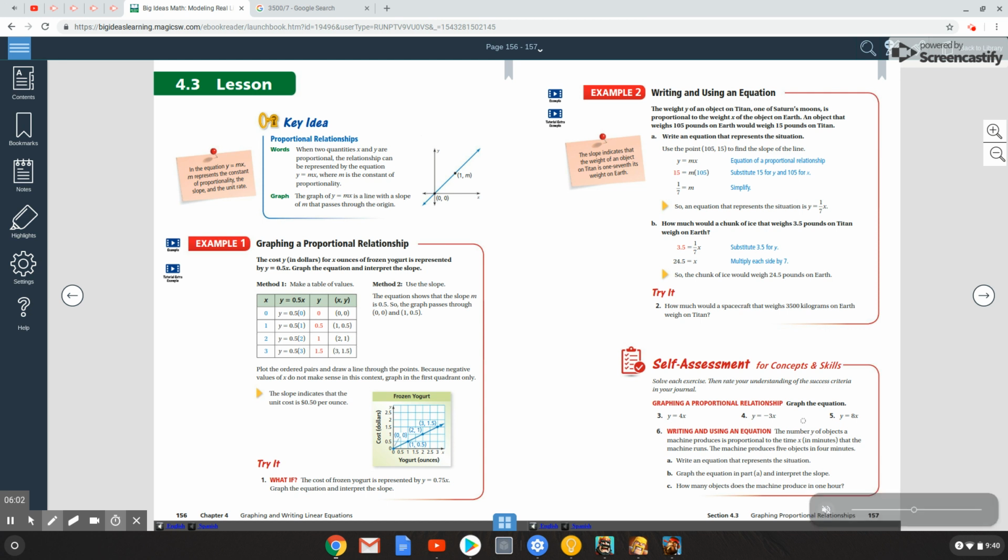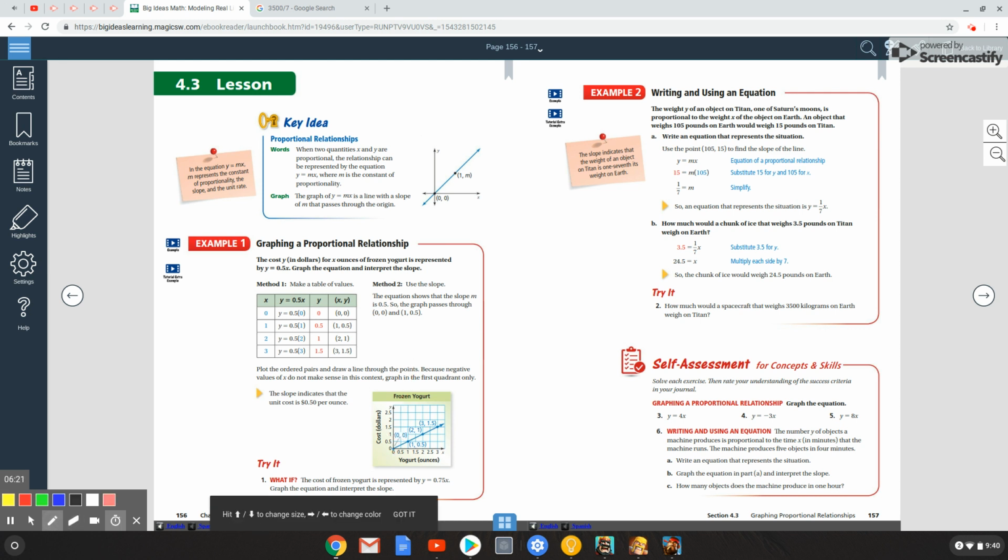Okay, and I'm going to solve it. To graph the equation, I'm going to graph it on this frozen yogurt chart. So y equals 4x. The first point would always be (0, 0), and then the second point would be (1, 4). So it would be like up there. So the slope would go way high up there. On your graph, it might look different.